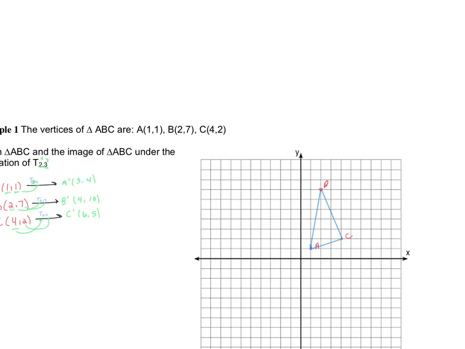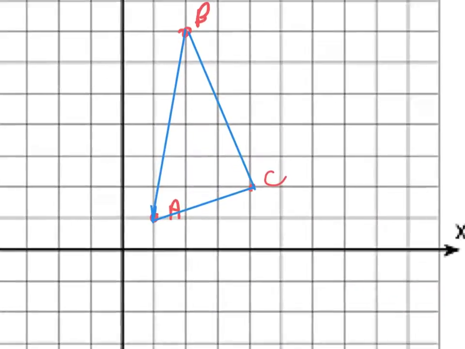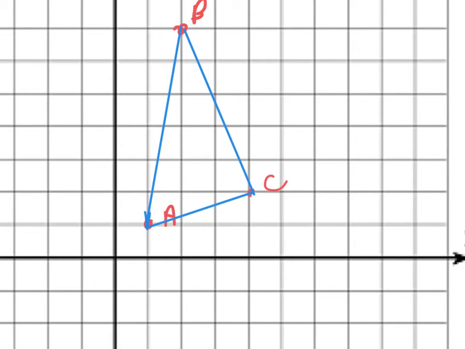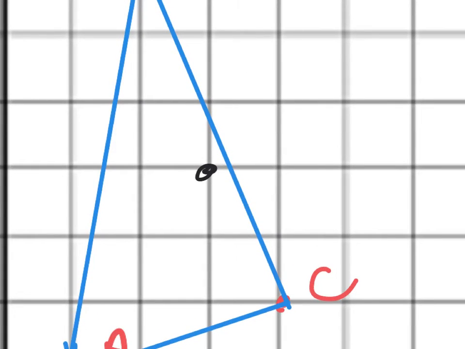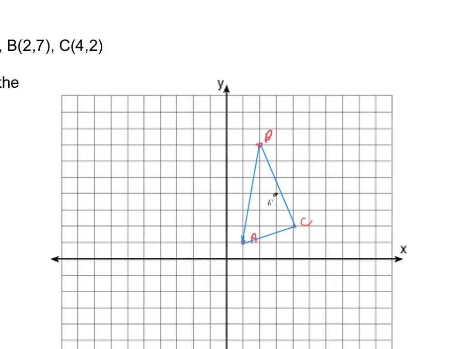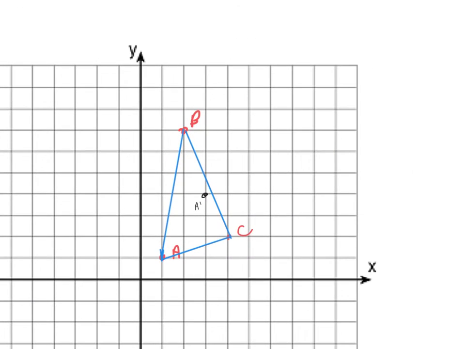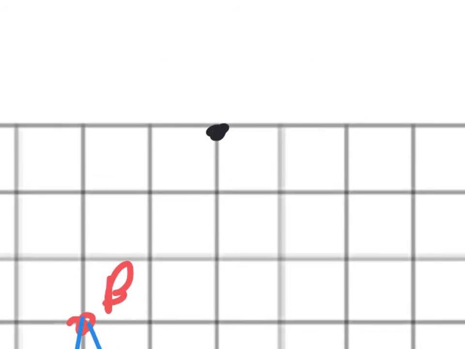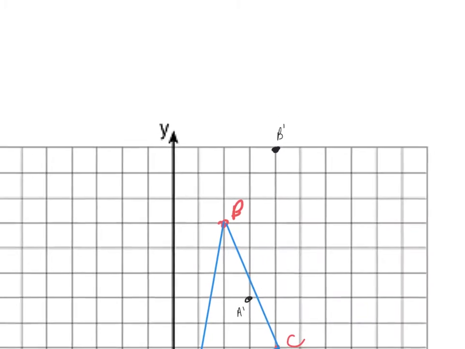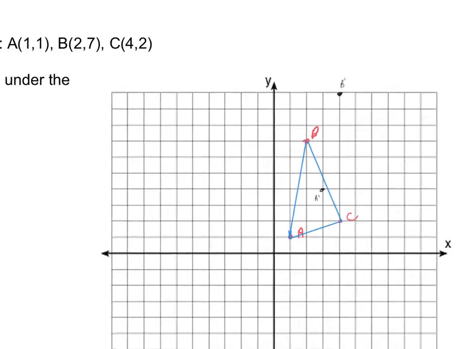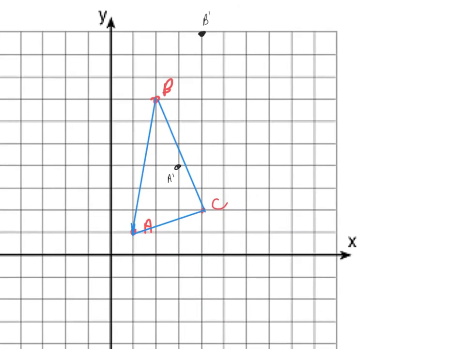So for A prime, I'm going to go to the right 3 and up 4. So 1, 2, 3, 1, 2, 3, 4. Here's where A prime is. I'm now going to plot B prime, which is (4, 10). So I go to the right 4, up 10. So 1, 2, 3, 4, up 10. And now I'm going to plot C prime, which is (6, 5). So I go to the right 6, up 5. 1, 2, 3, 4, 5, 6. 1, 2, 3, 4, 5.